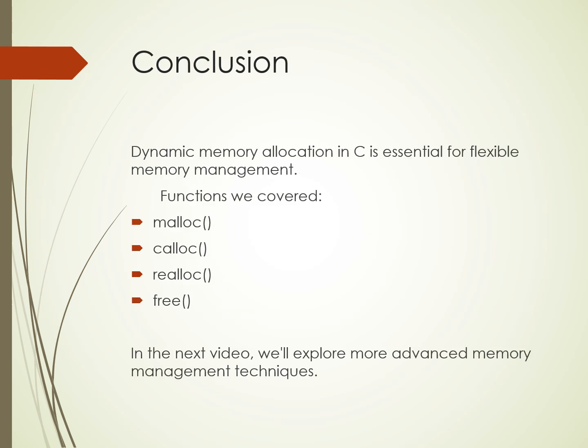To wrap things up, dynamic memory allocation is an important concept in C programming. It allows us to allocate memory at runtime, providing flexibility when working with data of varying sizes. Today we covered the following functions: malloc, calloc, realloc, and free. Always remember to free dynamically allocated memory to avoid memory leaks. In the next video, we'll be exploring more advanced memory management techniques.